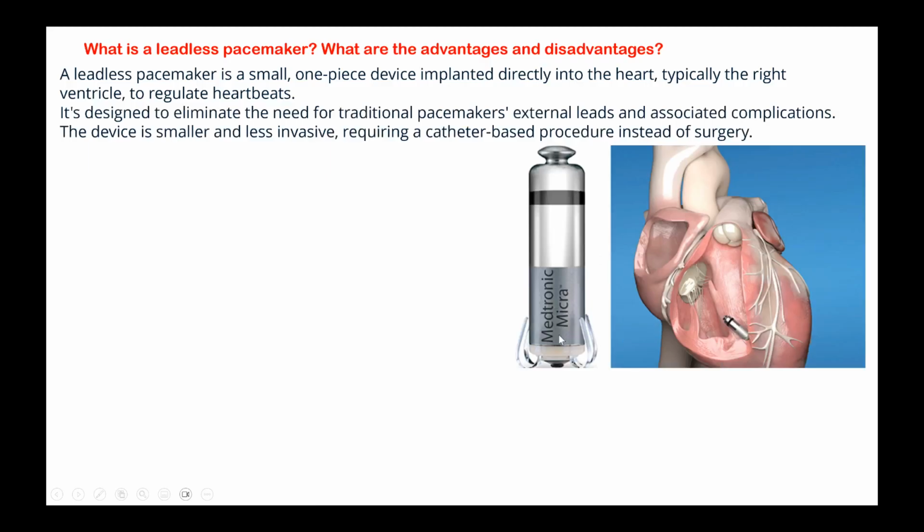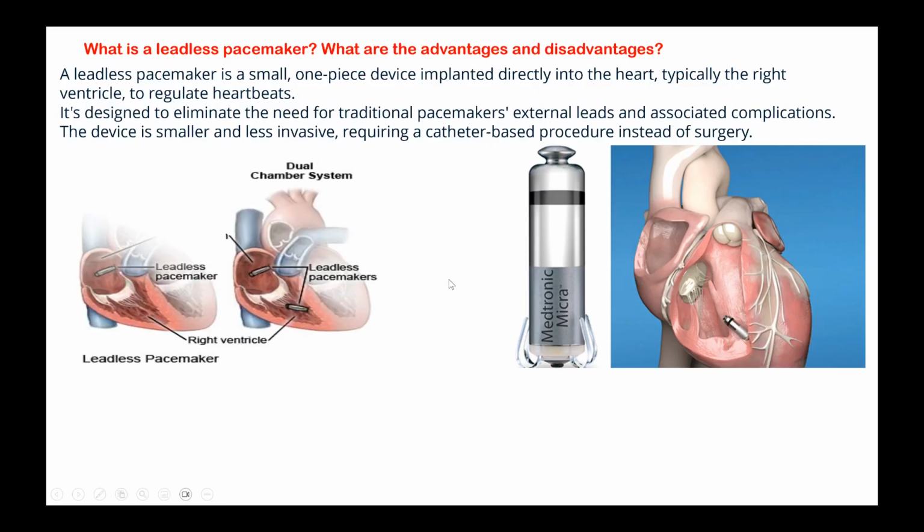So this is the size of the leadless pacemaker. It is inserted into the heart just like your transvenous pacer, but placed permanently into the muscle itself so that it can activate without any problem. So the need for keeping a pulse generator is not there. It can be a single chamber or a dual chamber placement.